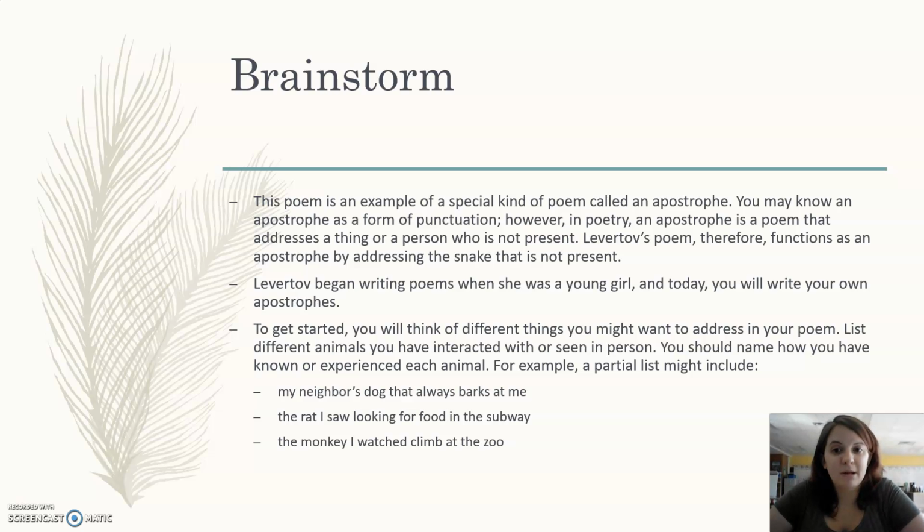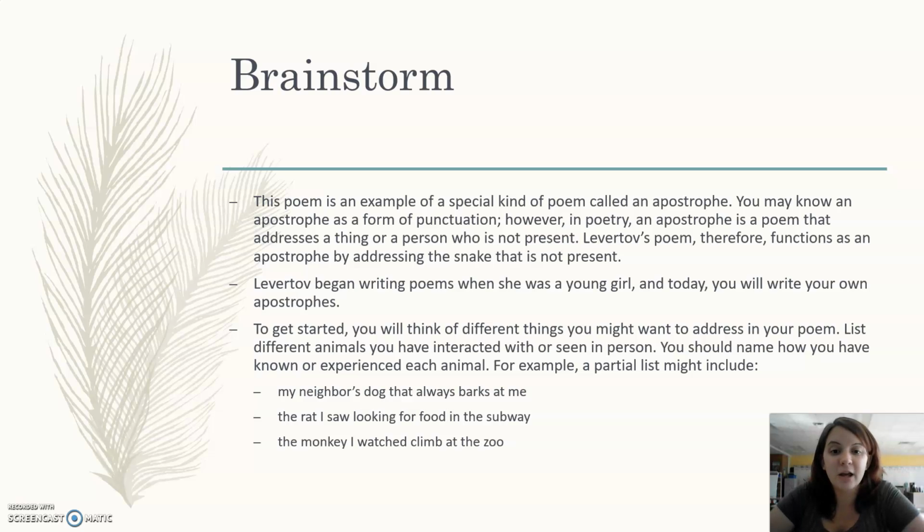An apostrophe poem is a poem that addresses a thing or person who is not there. So they're not present. Levertov's poem, therefore, functions as an apostrophe by addressing the snake that is not present. Levertov began writing poems when she was a little young girl, and today you're going to write your own apostrophes.